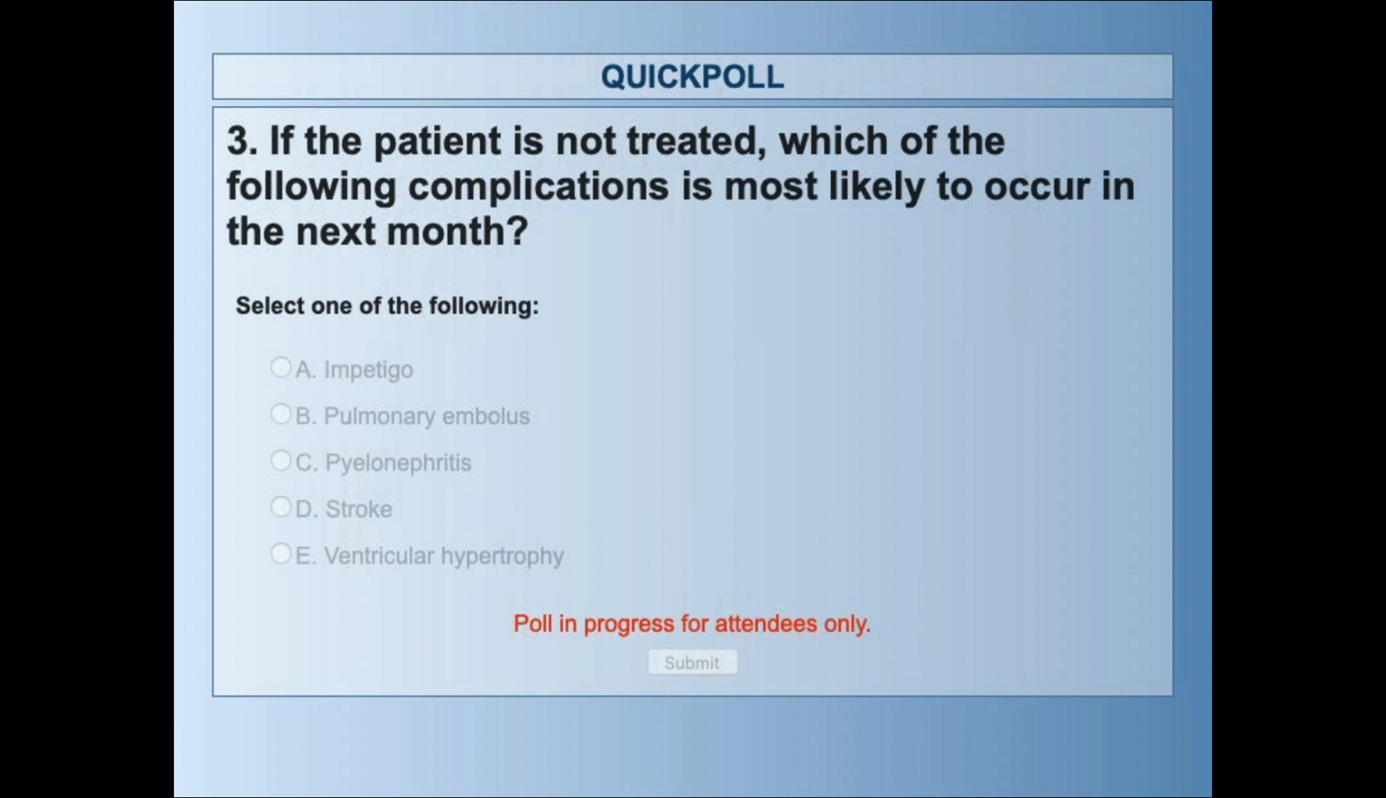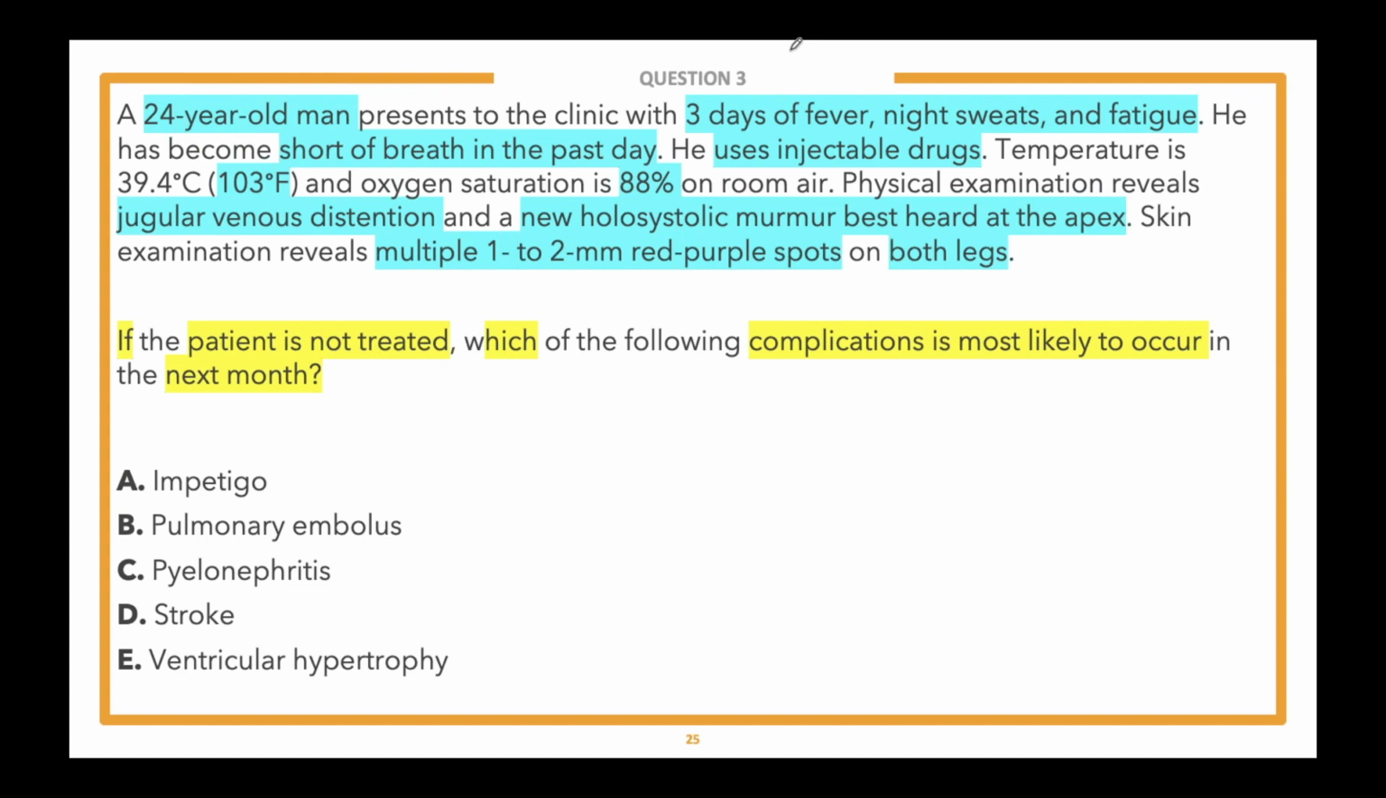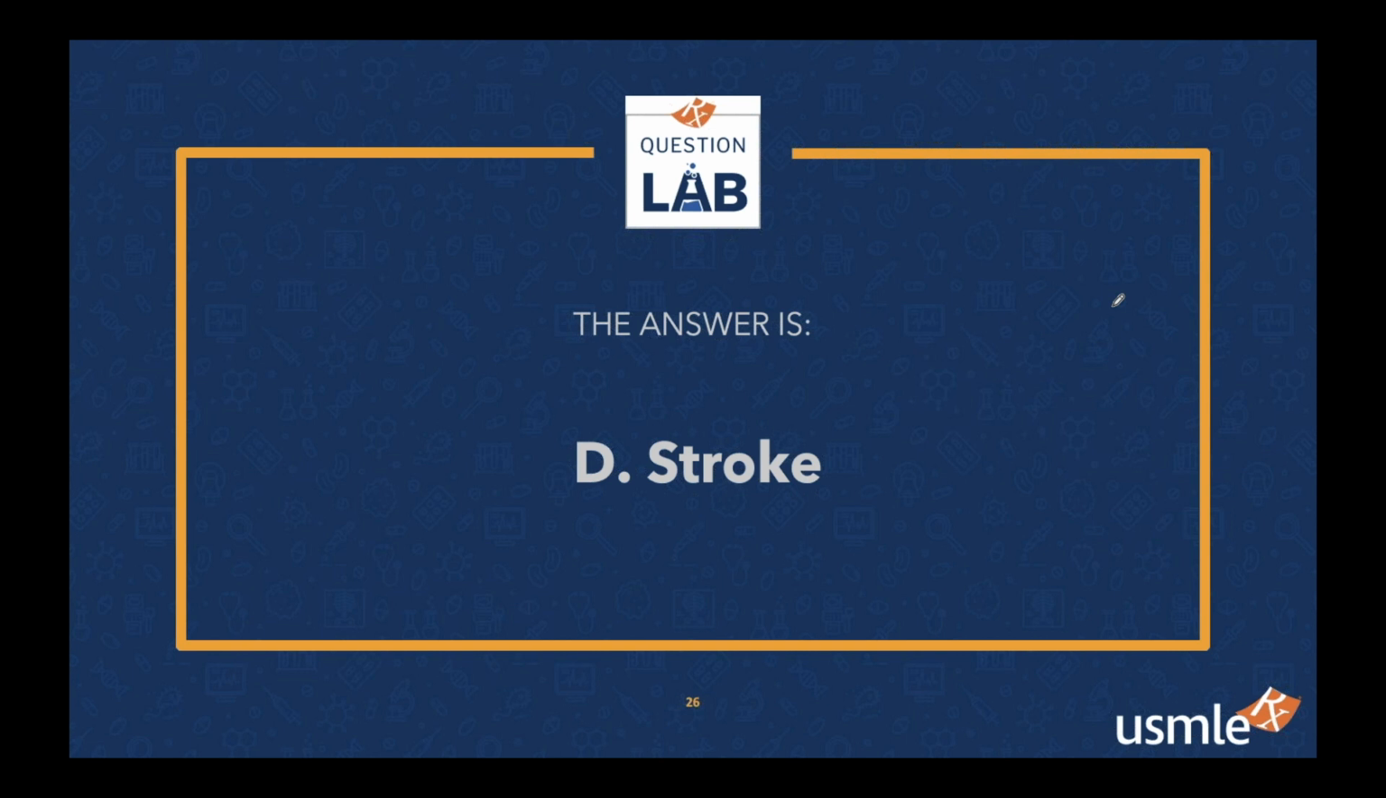We'll give all of you a few more seconds here, then we'll go over the correct and incorrect answers. Let's go ahead and take a look and see what all of you selected. It looks like 42% chose pulmonary embolus, and that was a clear favorite. So let's see what the correct answer is. It's actually D, stroke. So that was our second most commonly selected answer. We'll have Paris explain to us why it is the correct answer and why the other ones are incorrect. Paris.